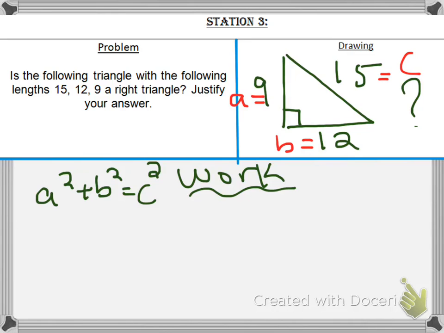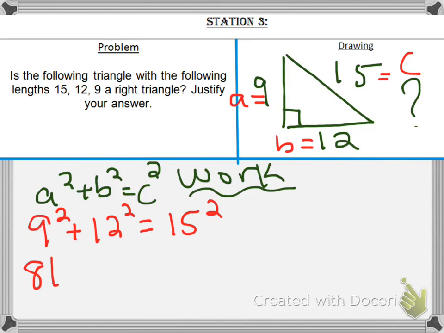Let's check it out. I'm substituting A. It says 9 squared plus, what's B? 12 squared. Is that equal to 15 squared? I don't know. Let's check it out. 9 times 9, remember, 9 squared is 81. 12 times 12 is 144. Is it equal to 15 times 15? I'm putting a question mark here. What is 15 times 15? Pull out your calculator if you need it. Yeah, 15 times 15 is 225.